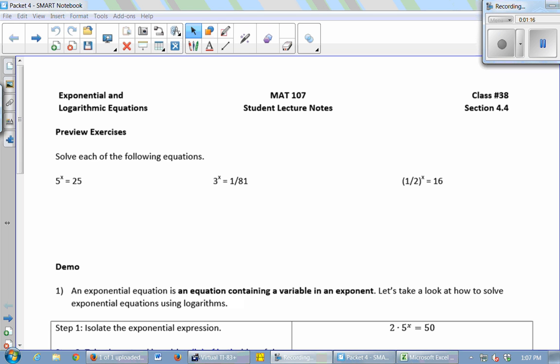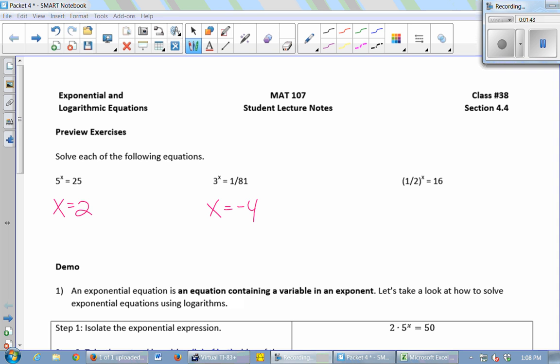All right, so today we're going to talk about solving exponential equations and log equations. I'm going to solve each of these in my head without doing any specific technique. What do you raise 5 to make 25? 2. So in this case, x equals 2. What do you raise 3 to make 1 over 81? -4, yeah.